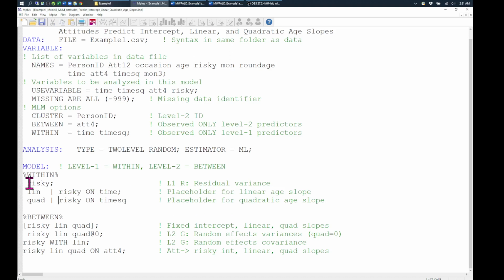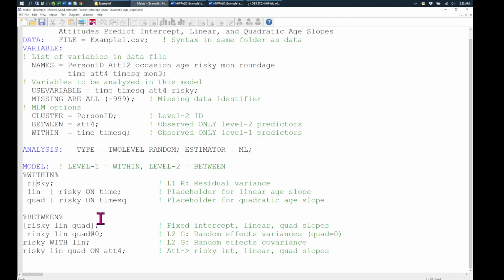So when you refer to a variable by itself, you are referring to either its variance, if it is a predictor, or its residual leftover variance, if it is an outcome. And according to the terminology that I'm trying to stick with, this is going to be our level 1 E residual variance for the outcome. That's what I'm referring to.